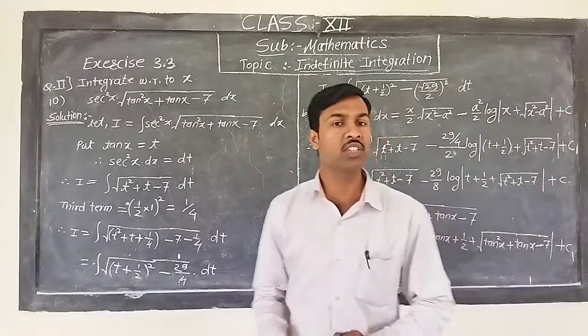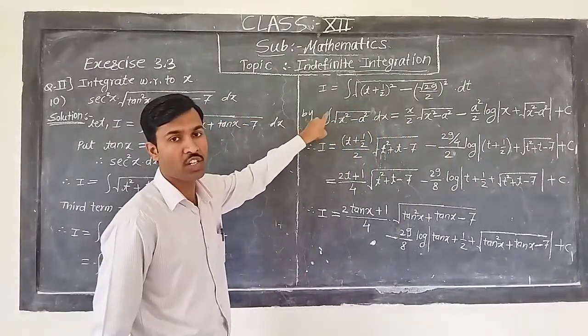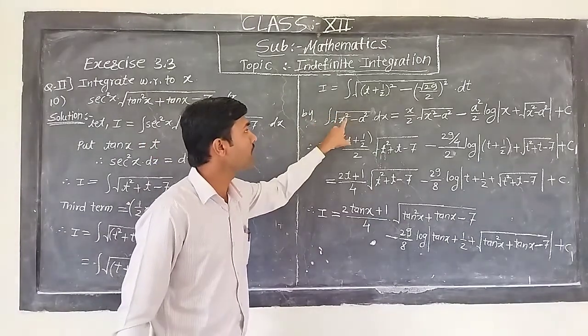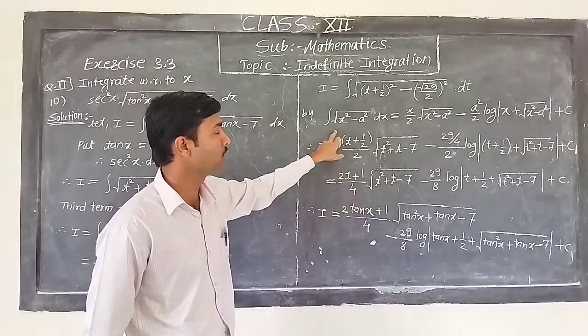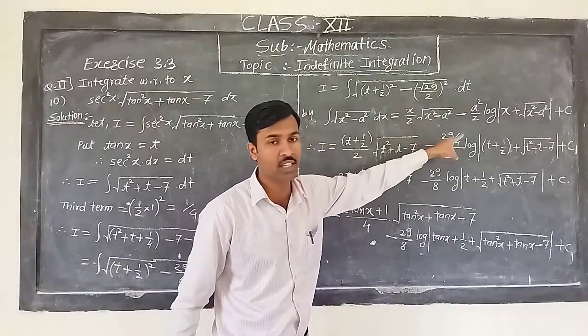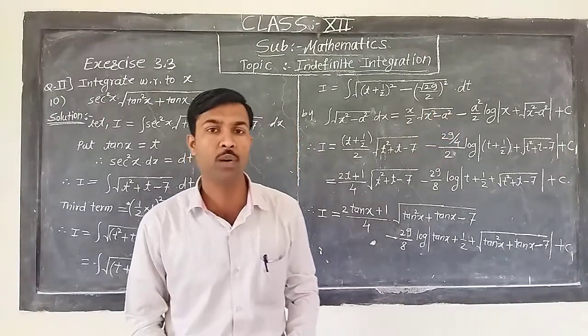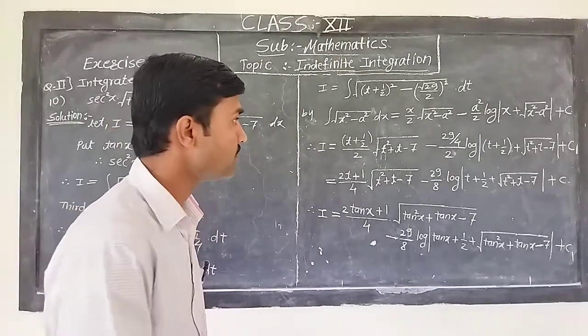And if you observe, this term is the same as this formula: the integration of under root of x square minus a square into dx. The formula for this is x upon 2 into under root of x square minus a square, minus a square upon 2 into log of mod of x plus under root of x square minus a square, plus c.